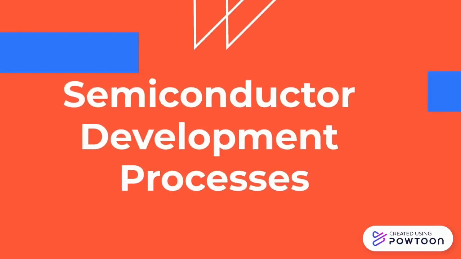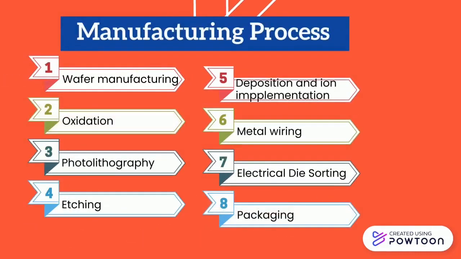Next, I will proceed with semiconductor development processes. Before this, we have talked about silicon, the main material which is used to make semiconductors. In order for silicon to turn into a semiconductor chip, you need to go through the manufacturing processes of wafer manufacturing, oxidation, photolithography, etching, deposition and ion implantation, metal wiring, electric die sorting, and lastly packaging.